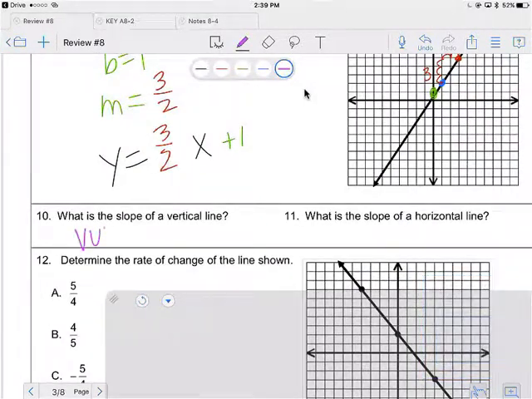A vertical line, we would use a VUX. The slope is the U for undefined. A horizontal line is a HOY. The slope for that is 0.